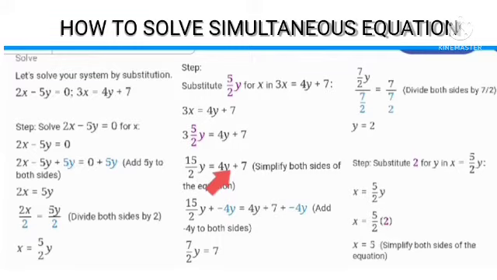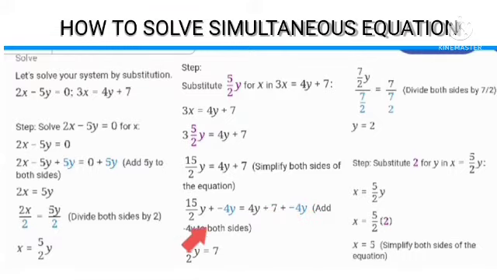Negative 4y. So we are going to subtract 4y from both sides in order to what? In order to eliminate y from this side, because 4y minus 4y will give you 0. So it will be eliminated. Now we are going to have what? 15 over 2y plus minus 4y is equals to 4y plus 7 plus minus 4y.